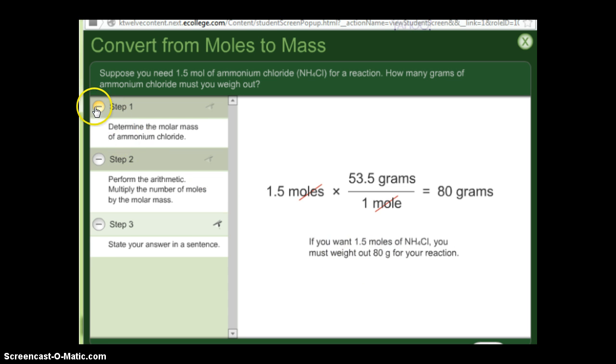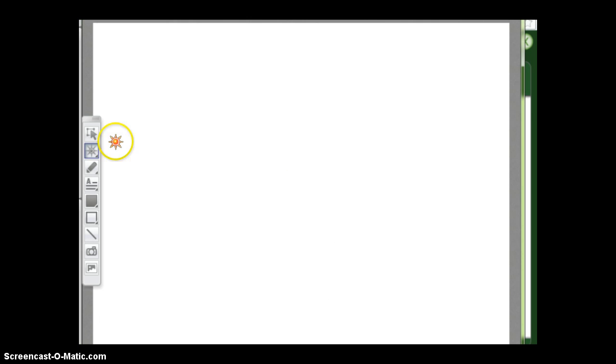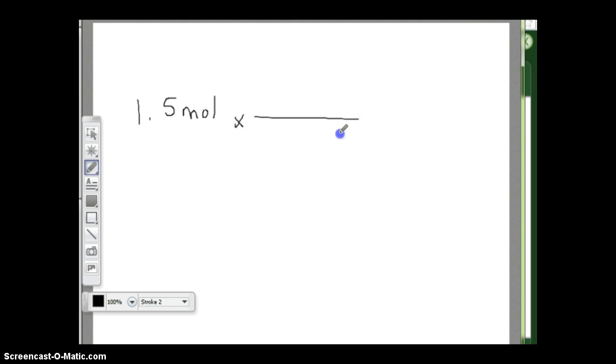Okay? Now, if you're thinking to yourself, well, they had the first step be to find this. How do I remember to do that? Well, while I was reading this question, what I would do is I would set it up like this. I'd say, okay, I have 1.5 moles, and I'm going to multiply it by something. I know moles has to be on the bottom. And I want my answer in grams. Okay, well, if I want my answer in grams, that means my unit up here has to be in grams.